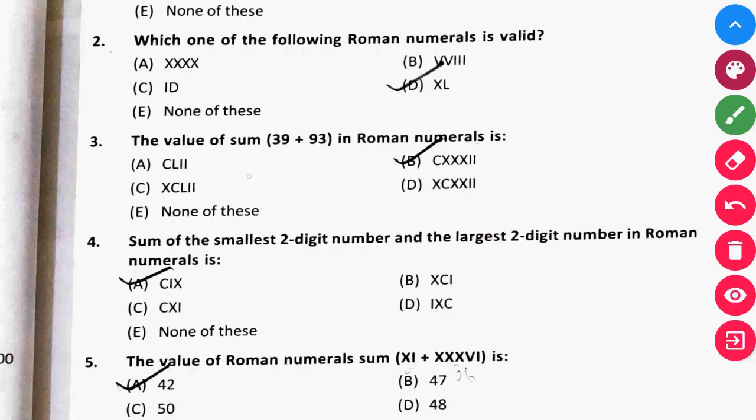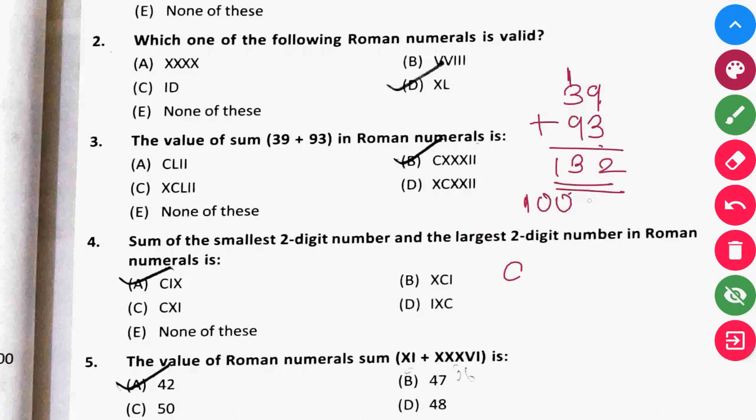Now the next one. The value of the sum of 39 plus 93 in Roman numerals. You have to first add 39 and 93. 39 plus 93: 9 plus 3 is 12, carry 1, and the total is 132. Now how are you going to write 132? C means 100.